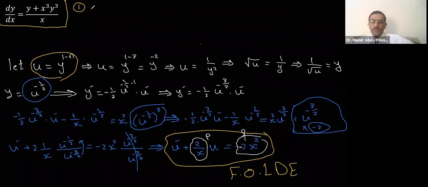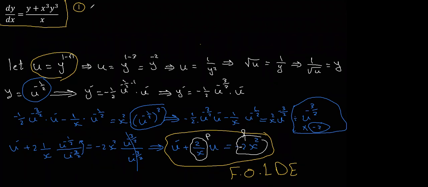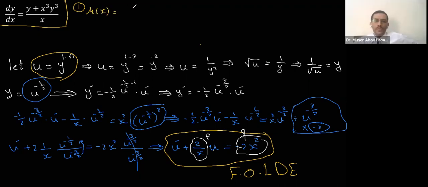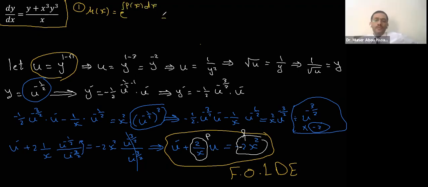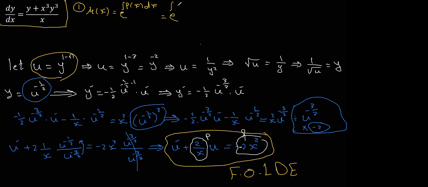It's to find what? Mu of x? Yes, to find mu of x. Do you remember the rule of mu of x? It is e power integration of p of x dx. Great. Where is your p? It's 2 over x.